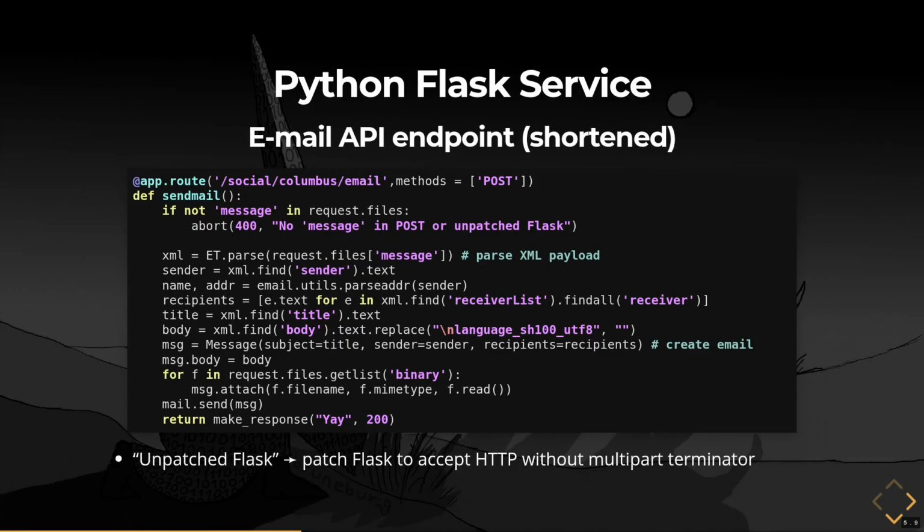I'm using Python Flask, which is a very nice toolkit for rapid prototyping of HTTP endpoints. So the first line is an app route for the HTTP endpoint for posting data, and whenever something hits this URL, the send mail function gets called. It checks whether there is a message in the payload. If there is no message, then Flask is not understanding it and needs to be patched to understand the message without multipart terminator. Then it obtains the XML from the message, extracts the sender, the recipients, subject, body, and creates an email message and transmits it. So this is really, really straightforward.